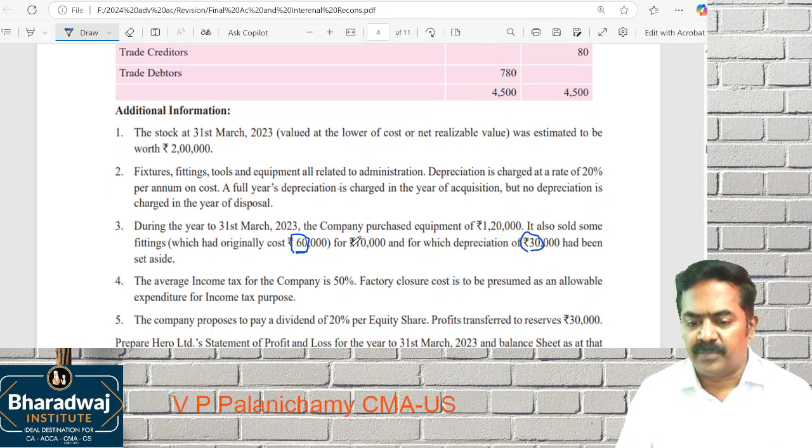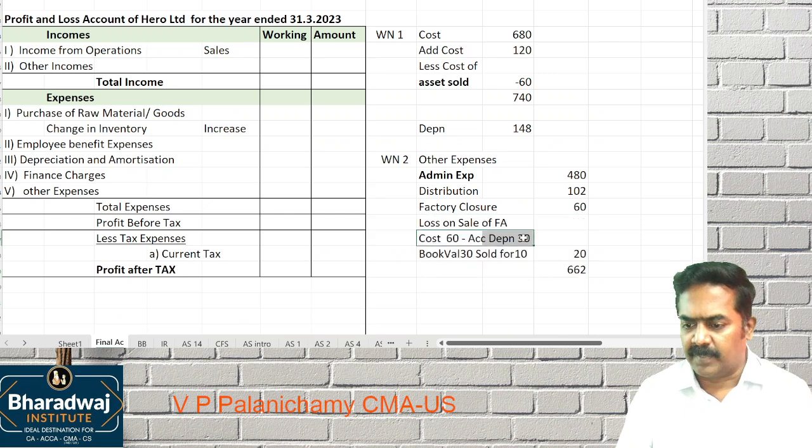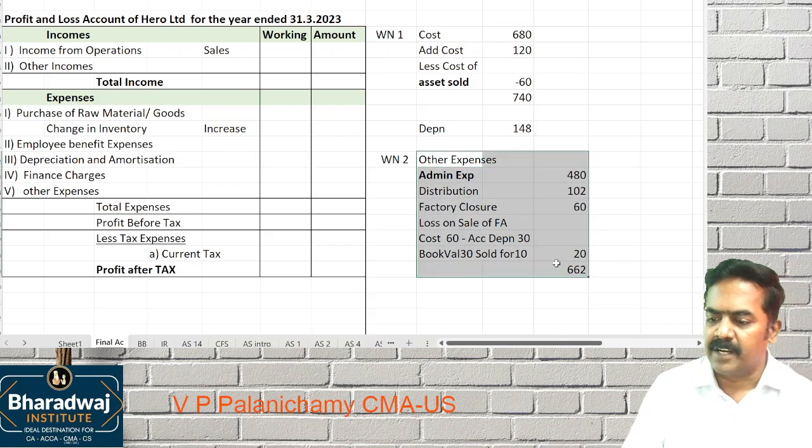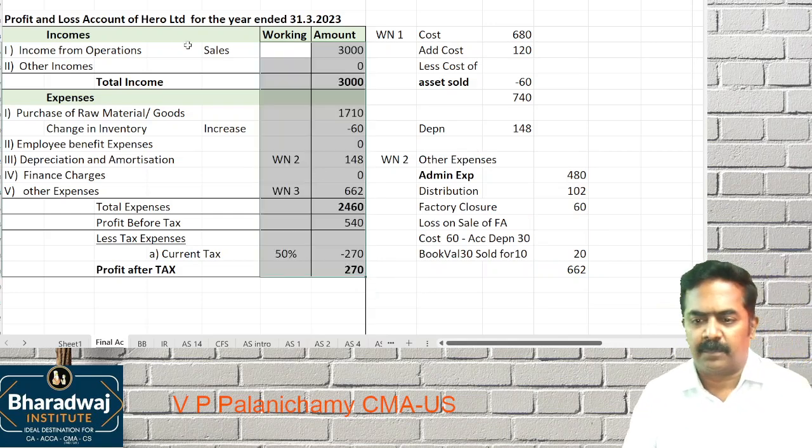They sold it for 10,000, so is it a profit or loss? Loss on sale of asset. Cost minus depreciation, book value 30, sold for 10,000, so 20,000 loss on sale of asset will come. That will be included in what? Other expenses.